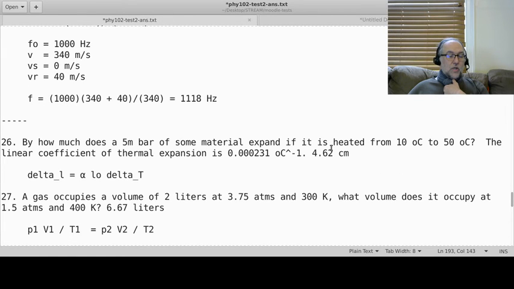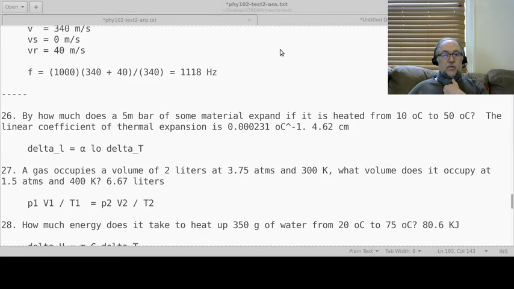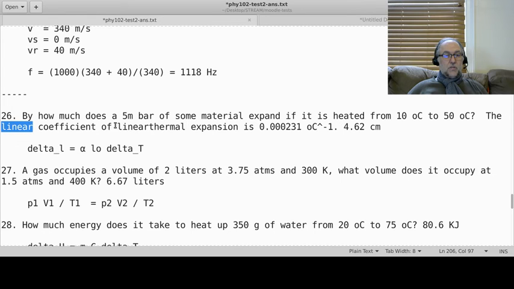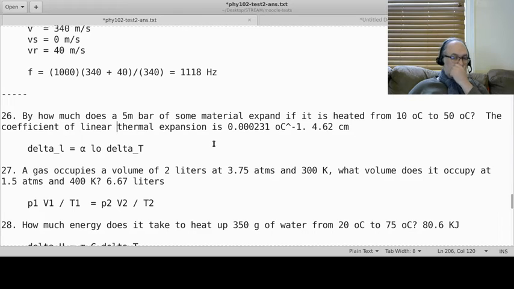All right, question number 26 was about thermometers. I asked the question: how much does a 5-meter bar of some material expand if it is heated from 10 degrees Celsius to 50 degrees Celsius? And I tell you the coefficient of linear thermal expansion, sorry, that should say coefficient of linear thermal expansion. I think it's kind of obvious, but that should be there. And I gave you that number there.